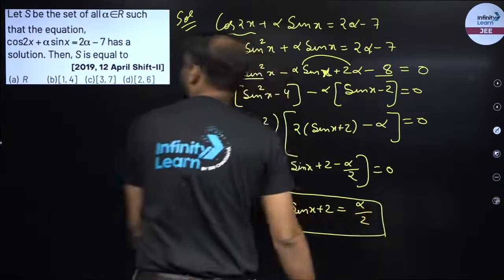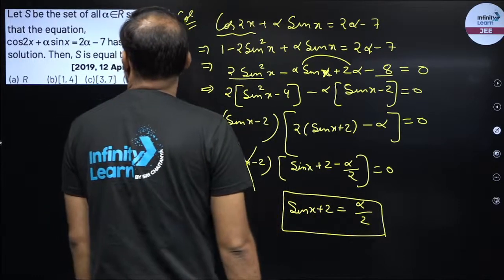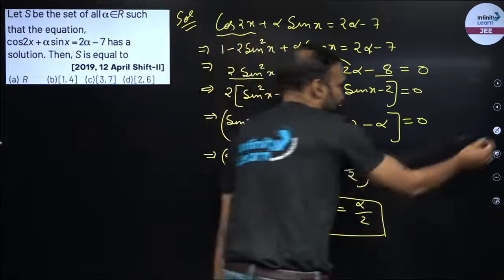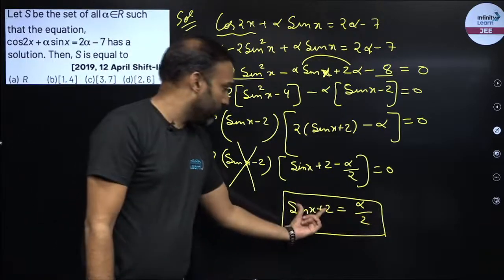What do I have to find? I have to find the set of all alpha belonging to R such that the equation has a solution, right? Okay. So now, if this equation has a solution, look at the left hand side.